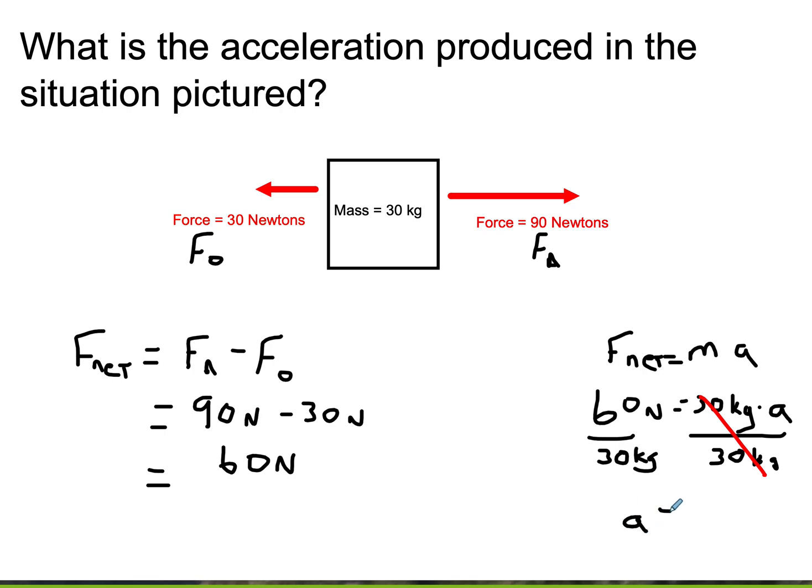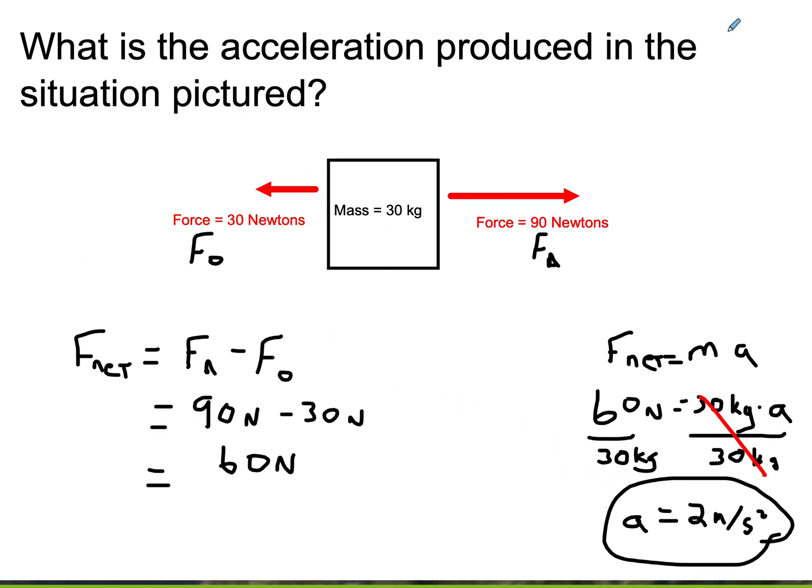Hopefully you guys don't need a calculator for that. 60 divided by 30 is 2. But if you don't feel comfortable writing down your answer out of your head, plug in the calculator and check. So the answer is 2 meters per second squared. Now, if you just used the force that you were pushing with, you would have got 3 meters per second squared. That's not what the acceleration was, because we had this other force that was trying to slow us down.